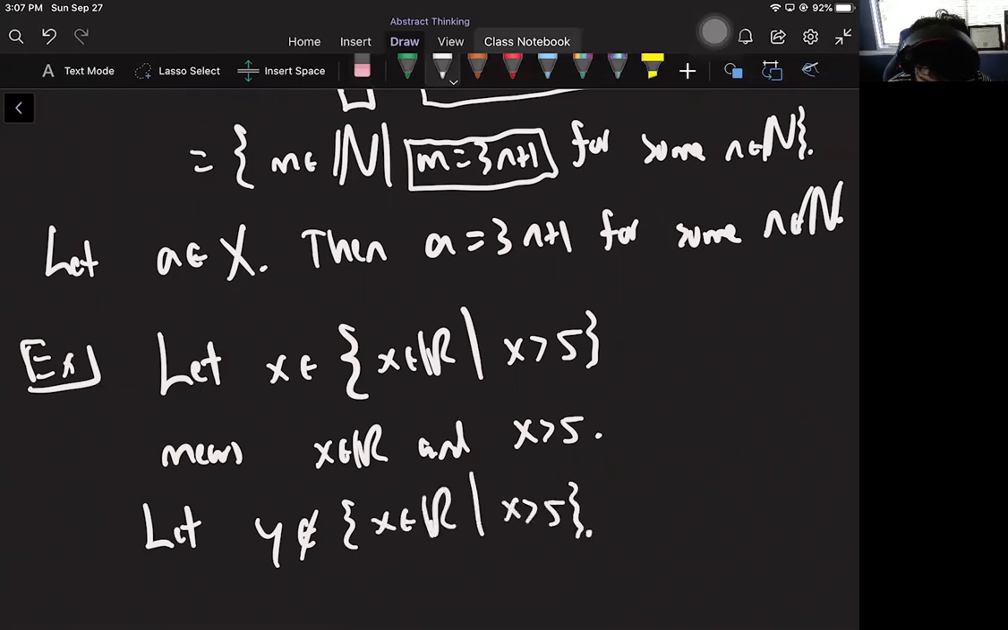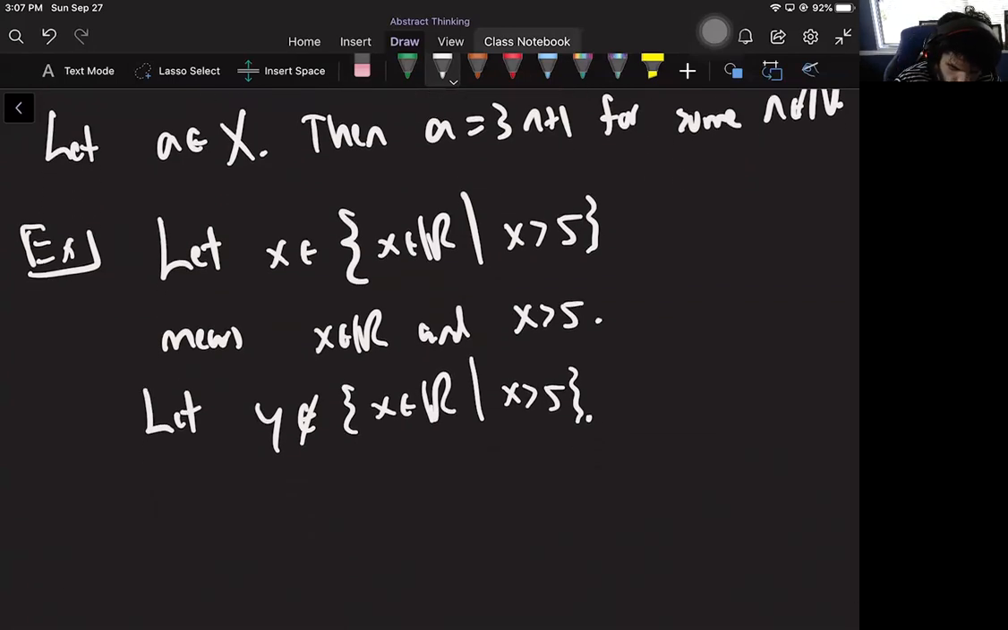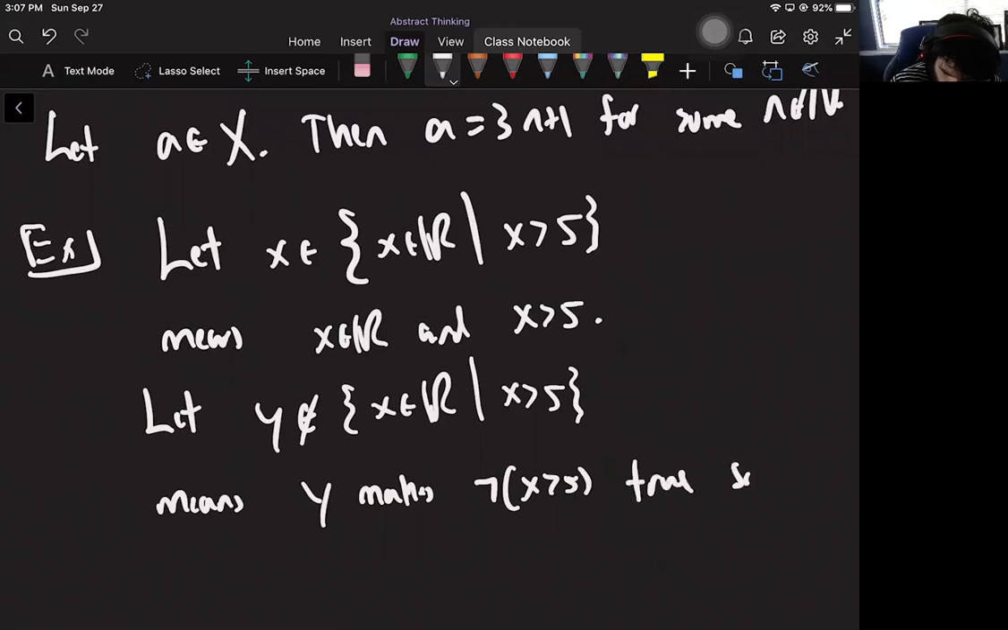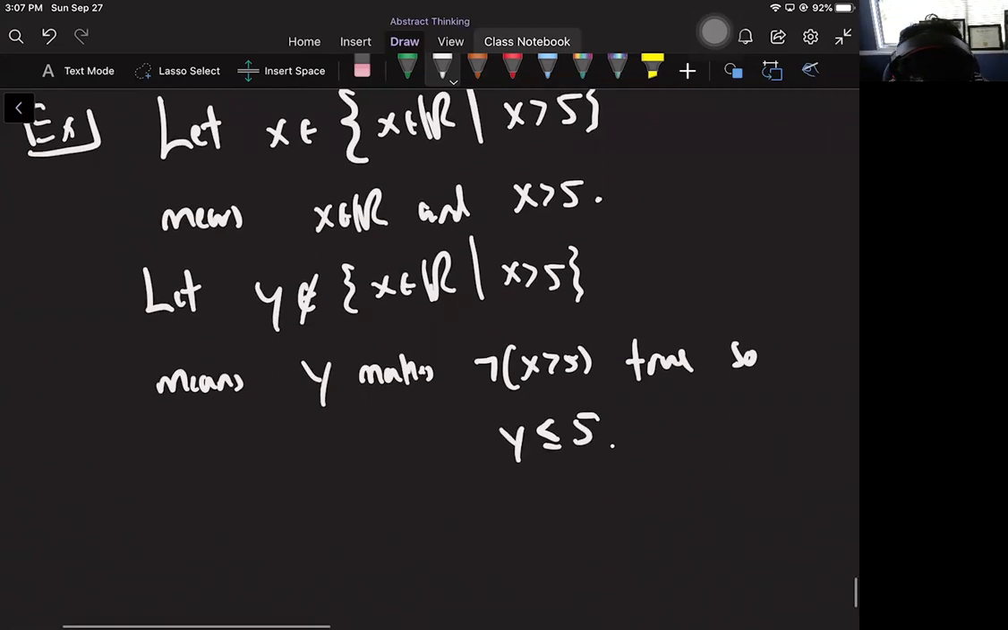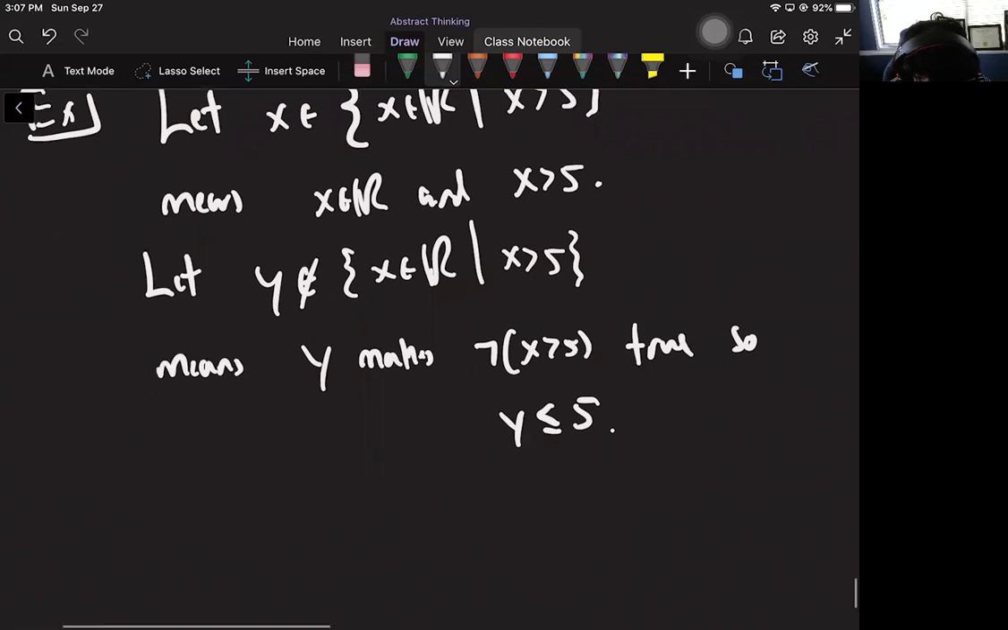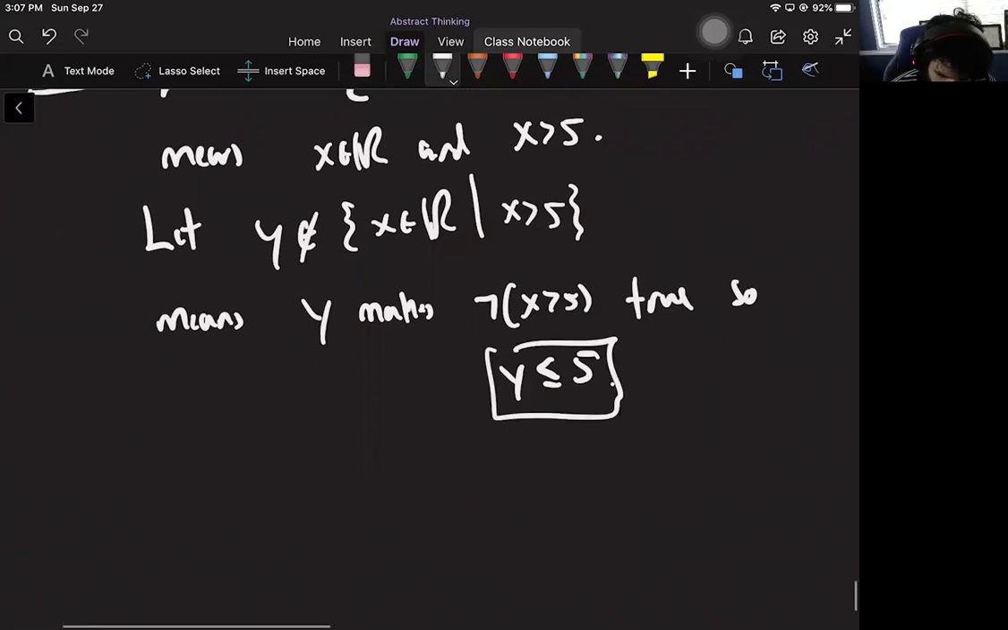If I said that Y is not in there, then that's going to mean, well, Y could still be a real number. What it means is that it's not going to obey the property. So Y makes the negation of the property be true, which means that Y is less than or equal to 5. That's the negation of Y being bigger than 5. Okay, so that's what you would know about it just by it not being in the set.